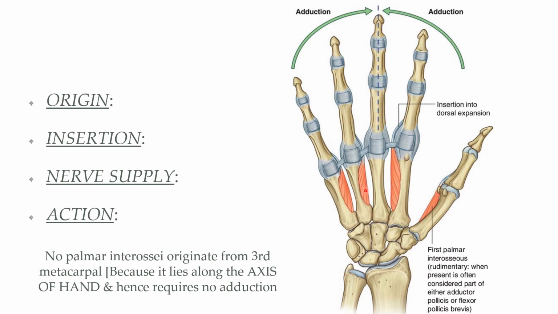The third palmar interossei takes origin from the fourth metacarpal, and fourth palmar interossei takes origin from the fifth metacarpal. Now let us see the site of origin of each palmar interossei. The first palmar interossei takes origin from the ulnar side of the base of first metacarpal. The second palmar interossei takes origin from the ulnar side of the shaft of second metacarpal.